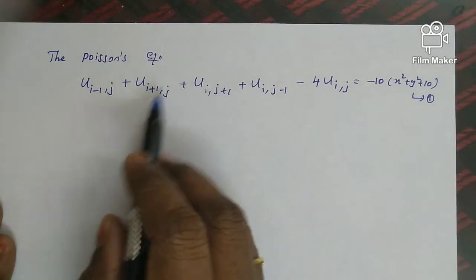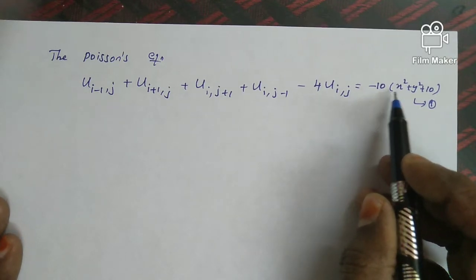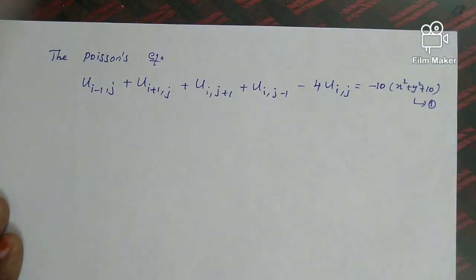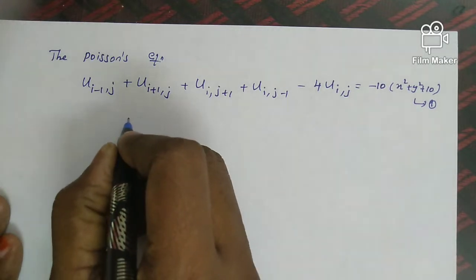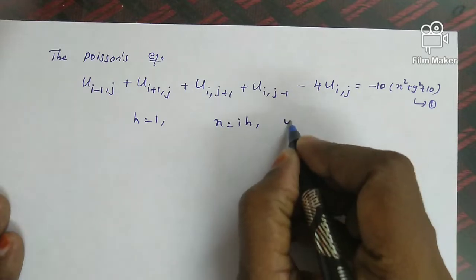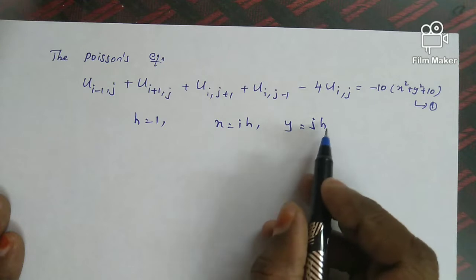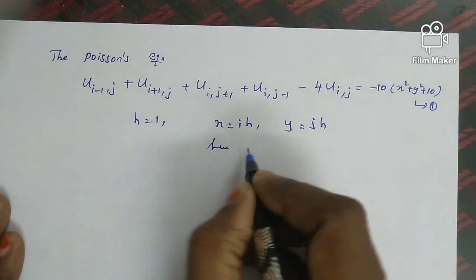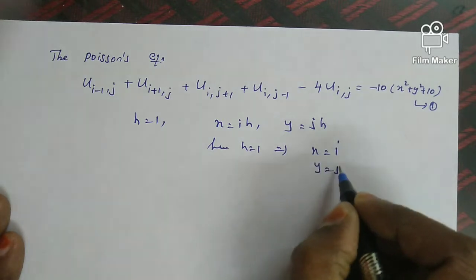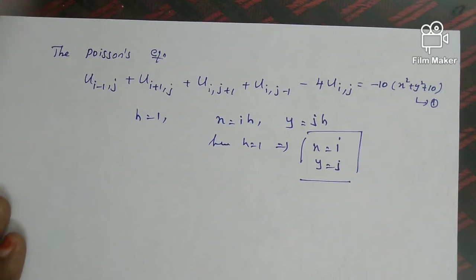We will write the Poisson equation. It is given in the question that the right hand side equals minus 10 into x square plus y square plus 10. Also h is equal to 1. It is always understood that x equals ih and y equals jh. So h equal to 1 implies x is equal to i and y is equal to j. We have to keep this in mind.